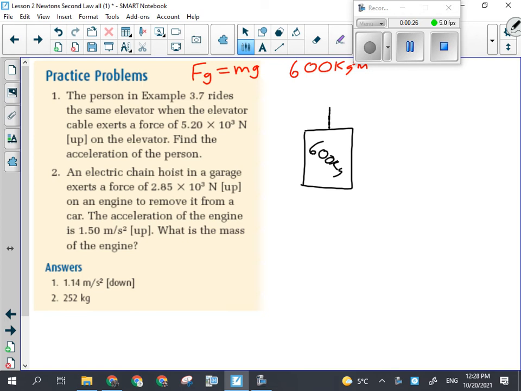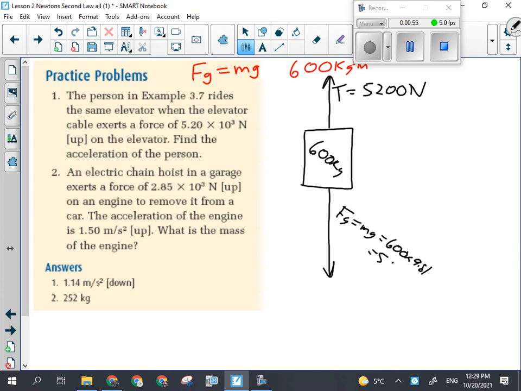All right, so what we're told is that there's a force pulling up. That force is tension in a cable, is what they tell us. The elevator cable exerts a force of 5.2 times 10 to the 3 newtons. So that's 5,200 newtons. All right, what force is this? Gravity. Okay, because it's pulling down. And that'll be m times g, so that'll be 600 times 9.81, which will be 5886 newtons. Okay, everybody all right with that?